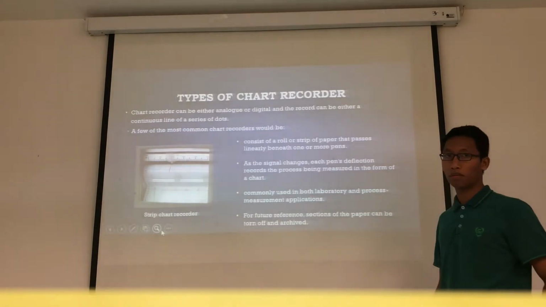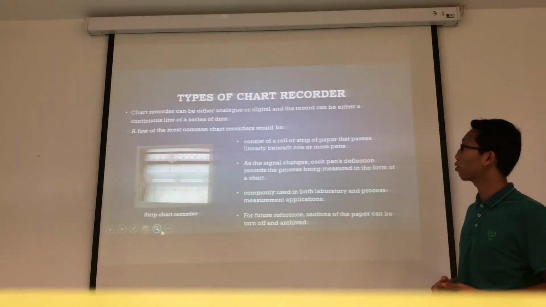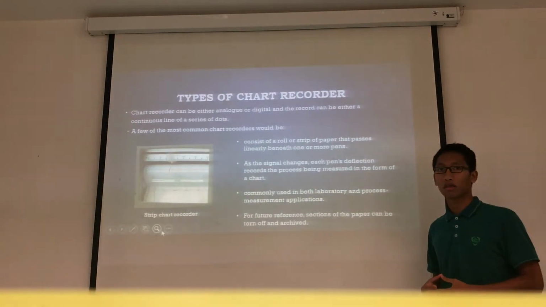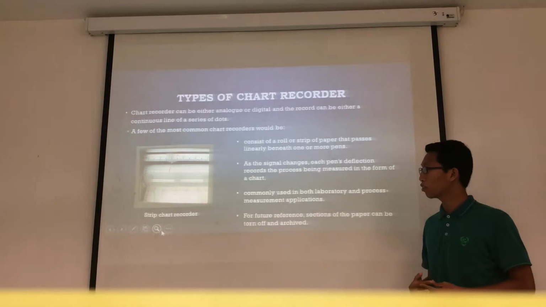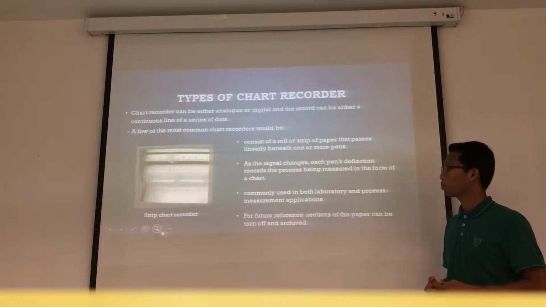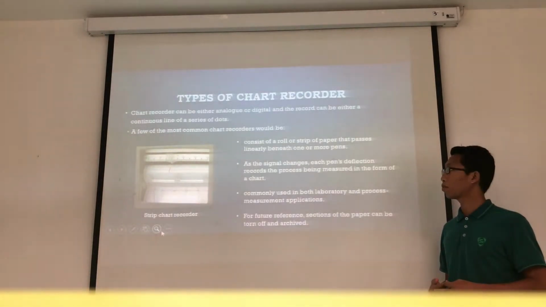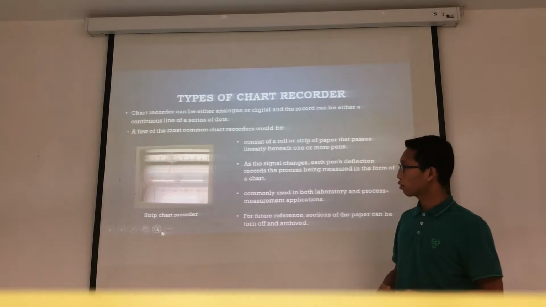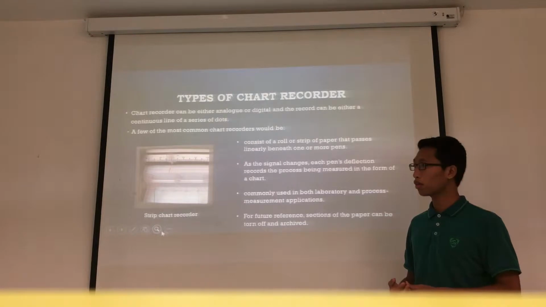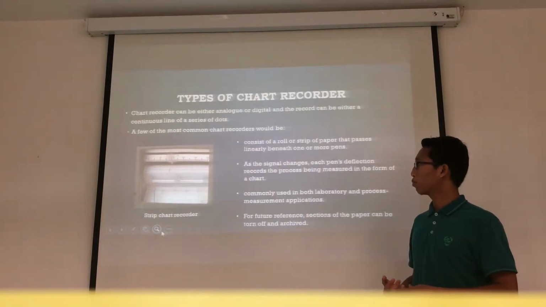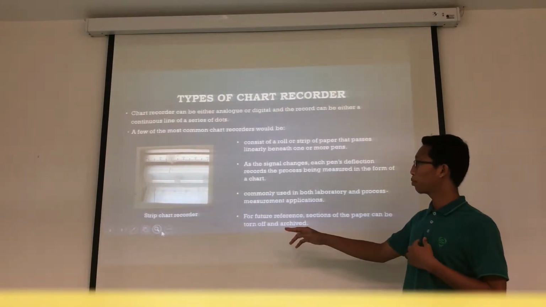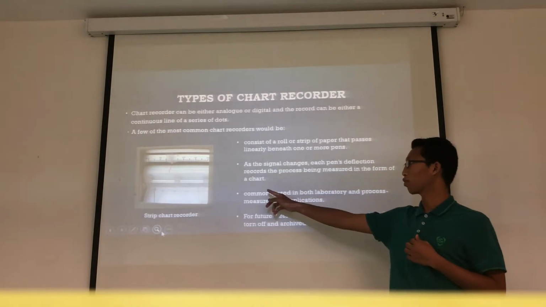Okay, for my part there are several types of chart recorder. The first one would be the strip chart recorder. A strip chart recorder consists of a roll or strip of paper that passes linearly beneath multiple pens. For this picture, it consists of a single pen. The working principle is that when there is a signal change, the pen will deflect and record on the paper in the form of a chart.